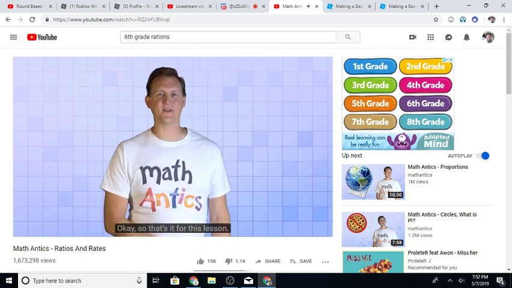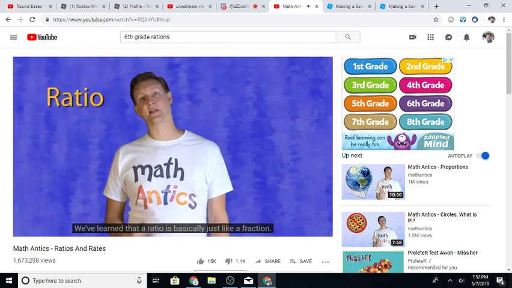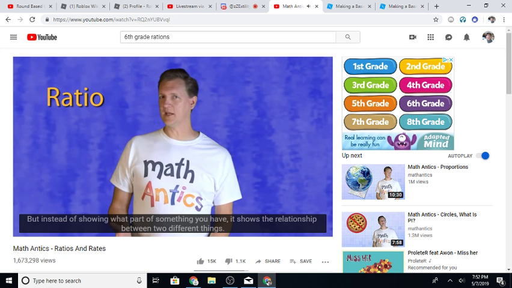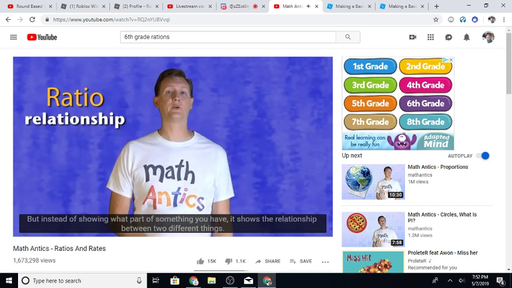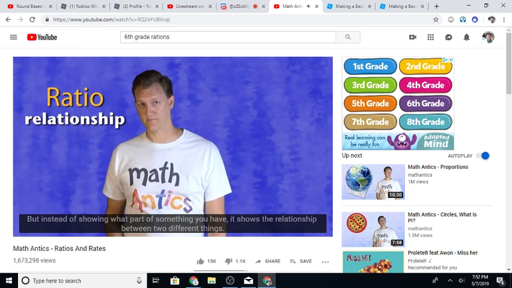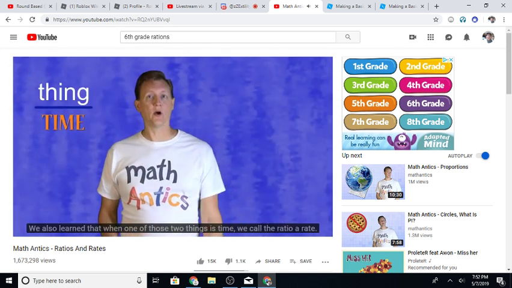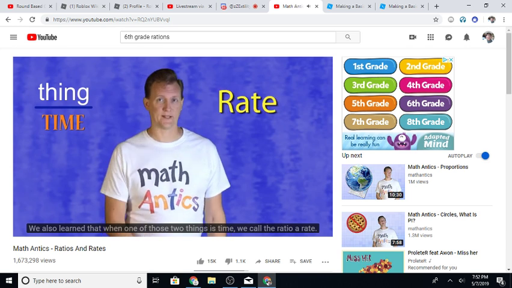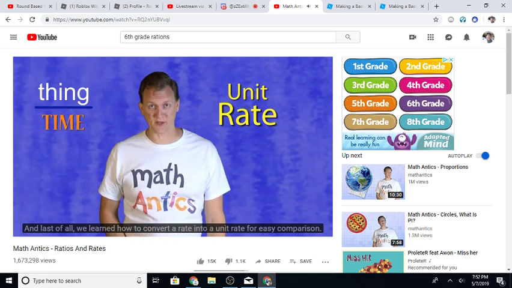Okay, so that's it for this lesson. We've learned that a ratio is basically just like a fraction. But instead of showing what part of something you have, it shows the relationship between two different things. We also learned that when one of those two things is time, we call the ratio a rate. And last of all, we learned how to convert a rate into a unit rate for easy comparison.